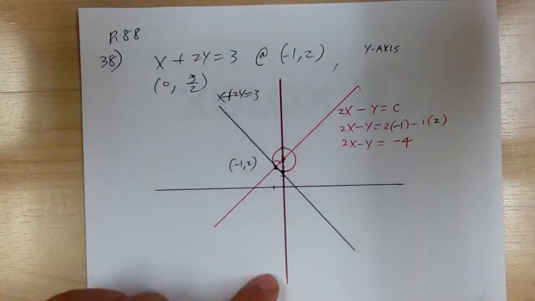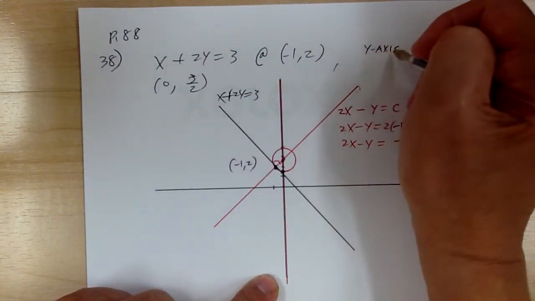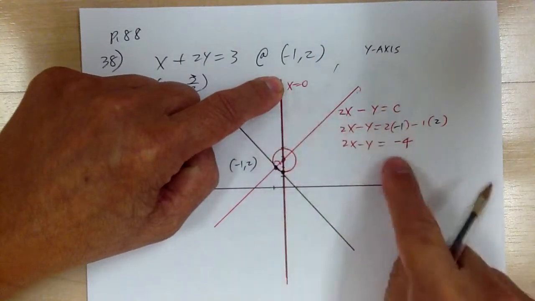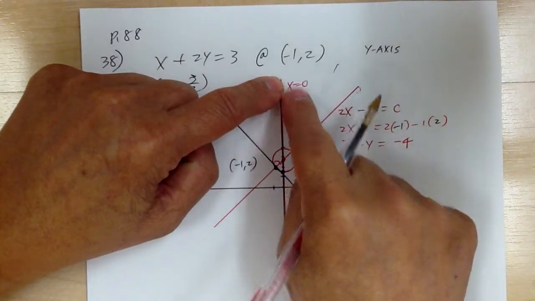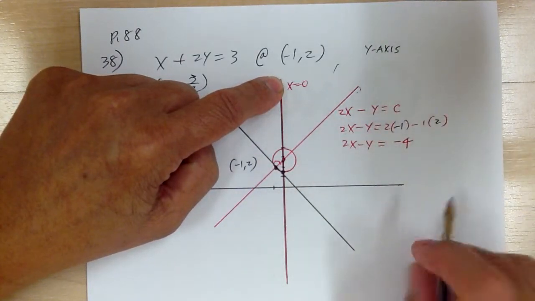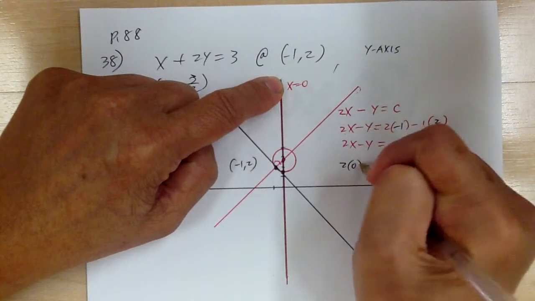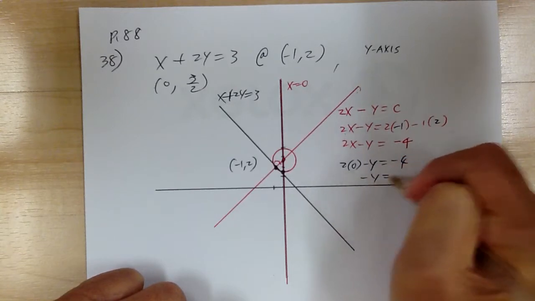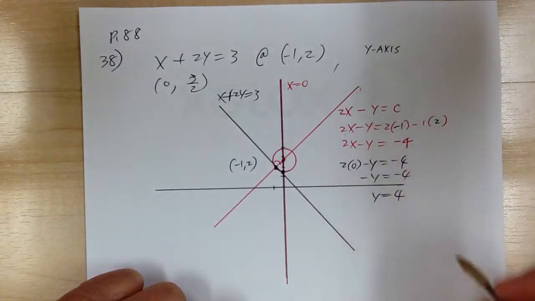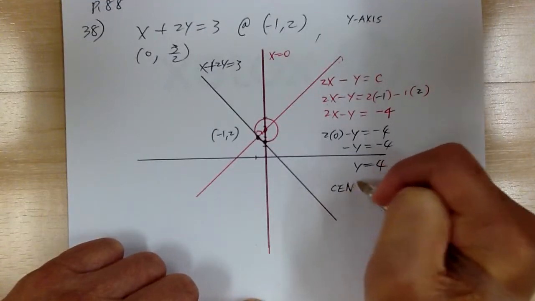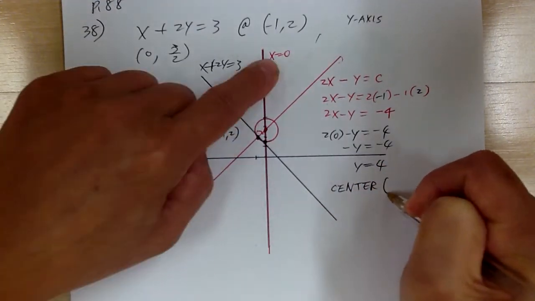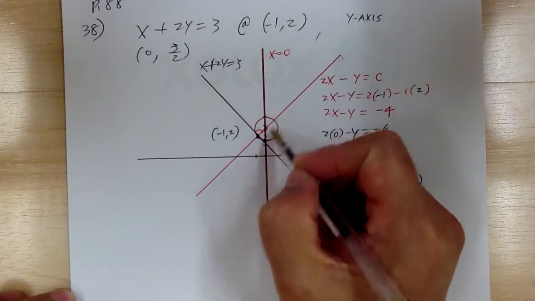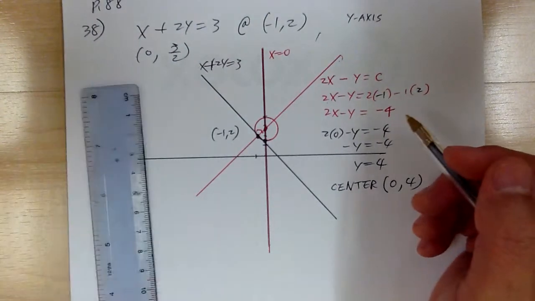And now you have this equation over here. The center is on the y-axis, so the y-axis is x = 0. By combining these two, you can solve. I substitute x = 0 in here and continue to solve. So -y = -4, so y = 4. So your center is going to be at (0, 4). Okay, this graph is kind of a bit off.